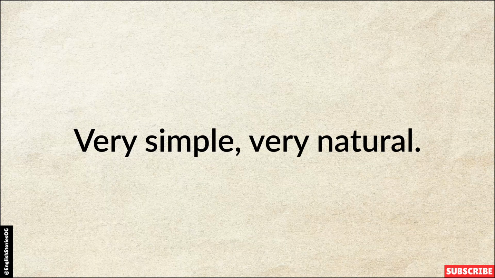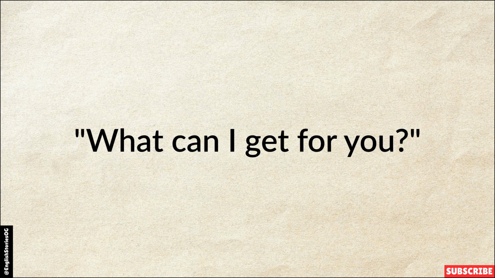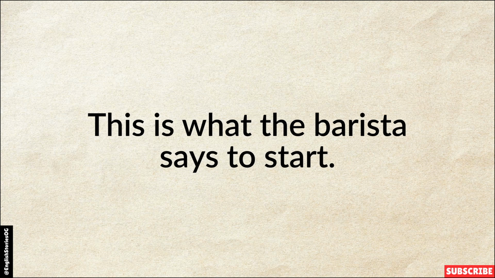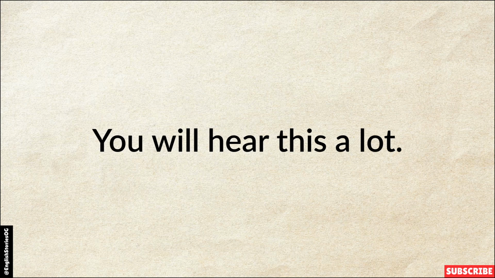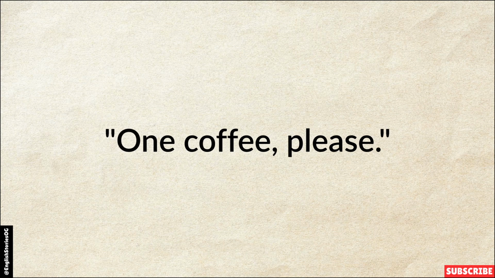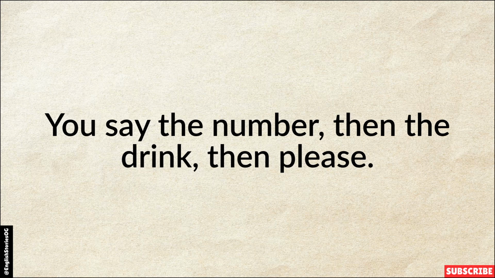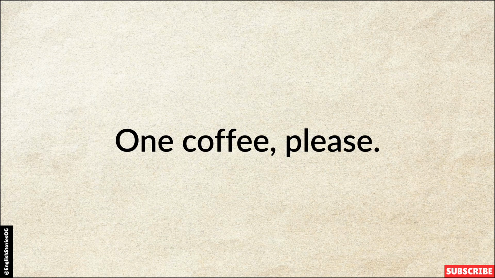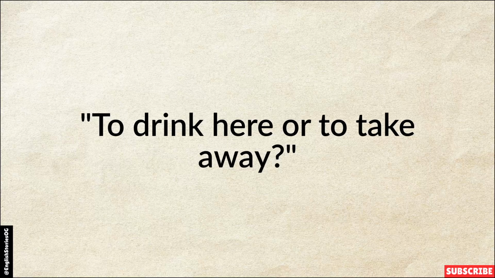That was Dialogue 1. Very simple, very natural. Let us look at some key phrases from this dialogue. What can I get for you? This is what the barista says to start. It means, what do you want? You will hear this a lot. One coffee, please. This is the most simple way to order. You say the number, then the drink, then please. One coffee, please. 2 teas, please. Easy.